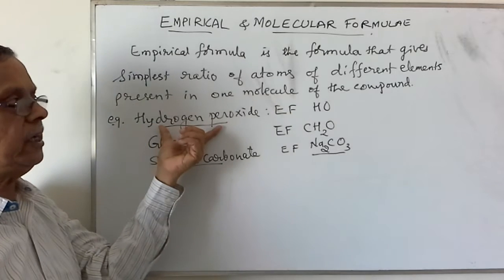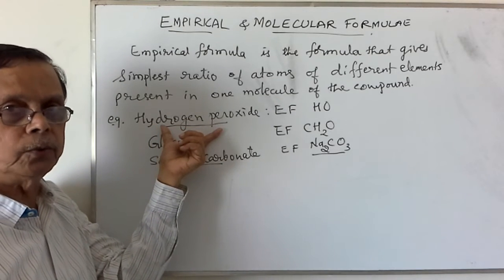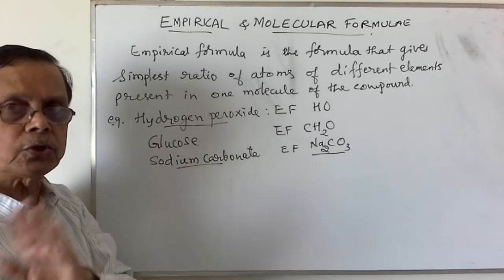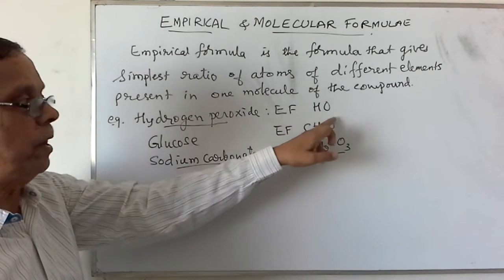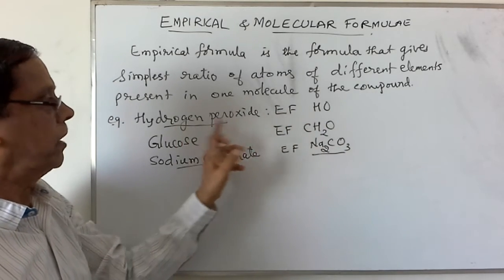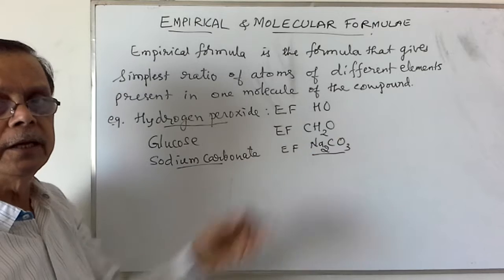Actually hydrogen peroxide is indicated with the formula H2O2. So hydrogen and oxygen are present in the ratio 2:2 or 1:1. The simplest ratio is 1:1. That's why for hydrogen peroxide empirical formula is HO.